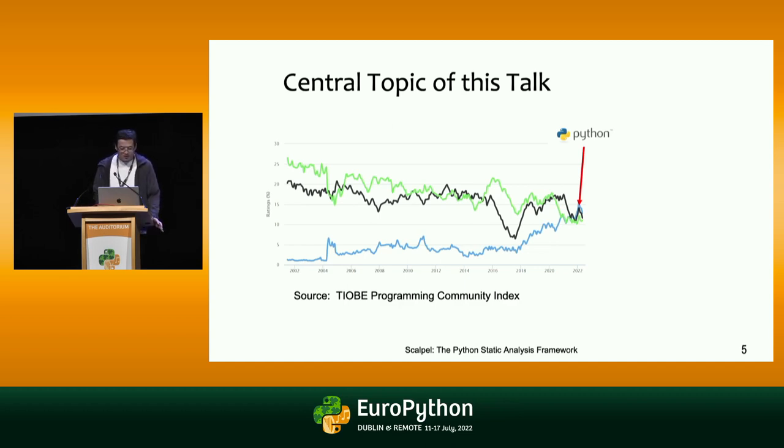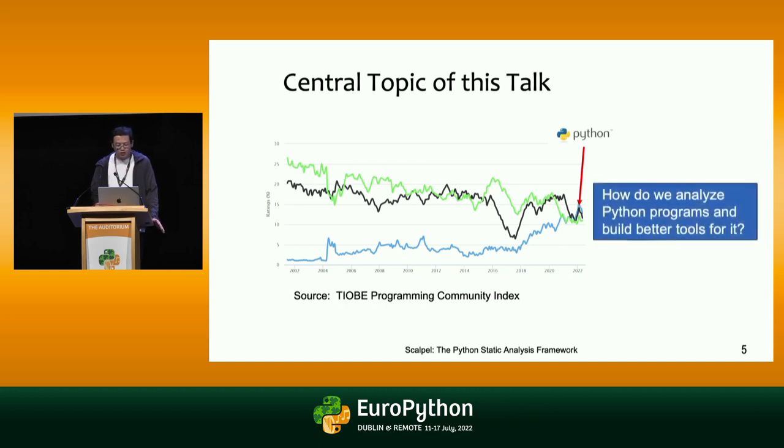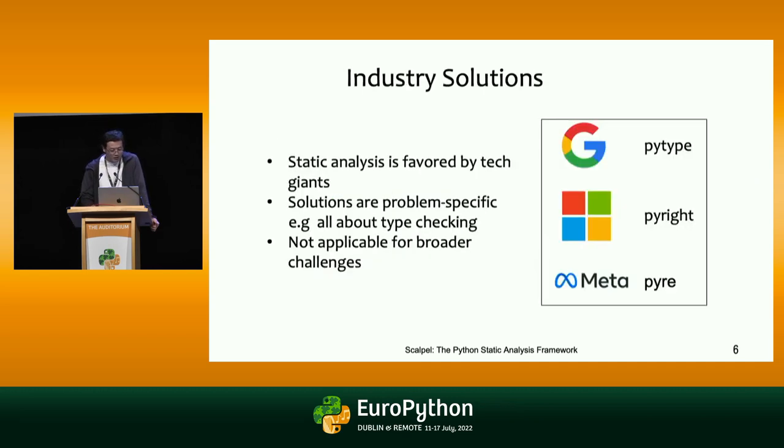So the question now is, as Python becomes the most popular programming language, how do we analyze Python programs and how do we build better tools? Because it grows so fast, there is a lag between the analysis work and the software development. So let's look at the first industry solutions.